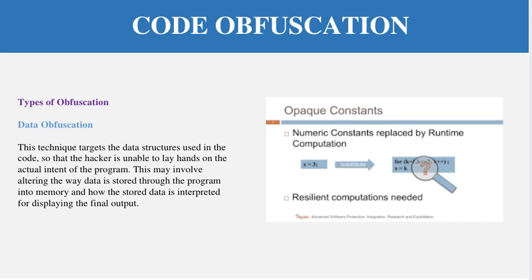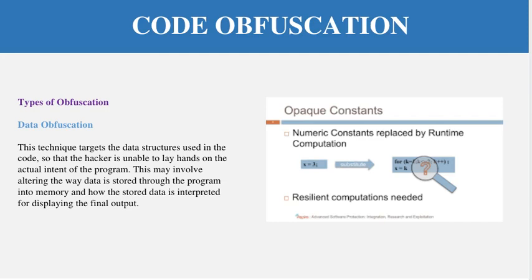Next is data obfuscation. Data obfuscation means that the data structures used in the code should be targeted, so that the hacker is unable to lay hands on the actual intent of the program. Whatever data structures we are using, we try to hide them. This may involve altering the way data is stored by the program in memory, and how the stored data is interpreted for displaying the final output. So the data structures used in the source code should be hidden or handled in some alternate way, so that the hacker or attacker cannot understand the logic, misuse it, or re-engineer it.